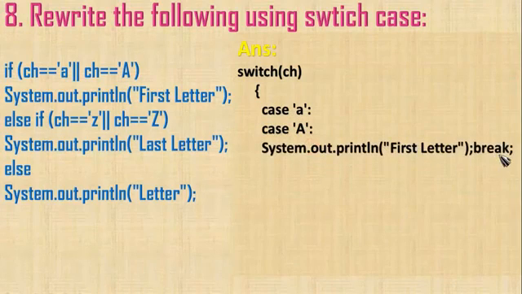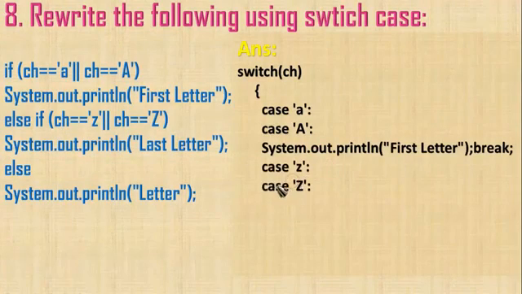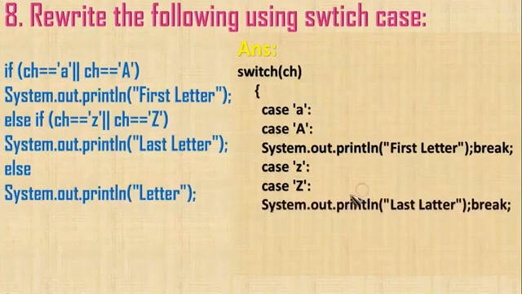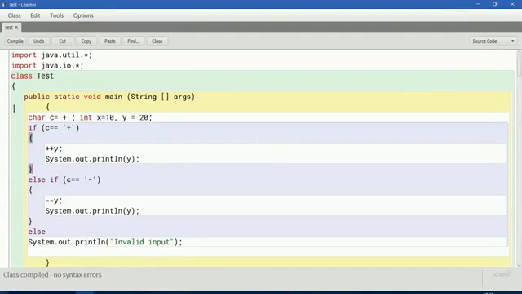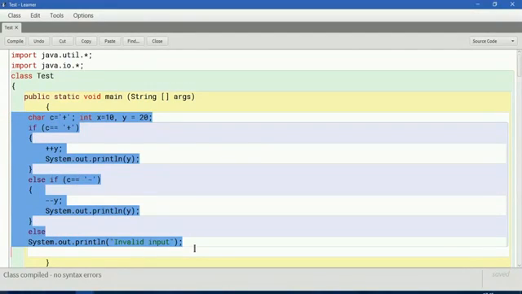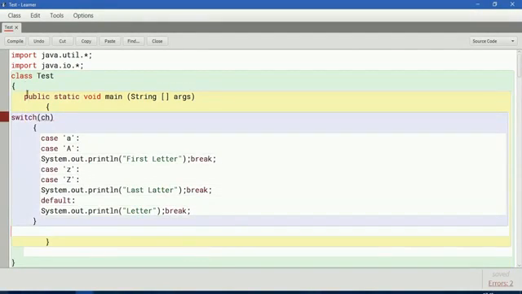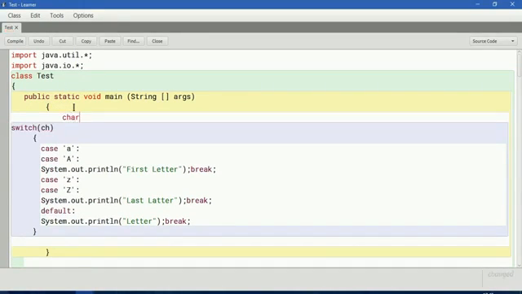So we will print this and break. Then case small z and capital Z. Then this will be the result. Else will be as default and then it will be closed. Here value CH is not initialized. In a program we will give some value and check. I'll just paste this. So we have to initialize char CH is equal to, let us give capital Z.